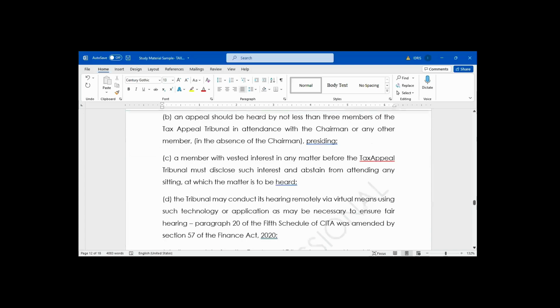So even in the Finance Act 2020, the Tax Appeal Tribunal can fix a virtual hearing. That means if they want to hear a case between the tax authority and a taxpayer, it is not necessary that they conduct the hearing in their office. Because of COVID-19, Section 57 of the Finance Act allows them to do a remote meeting, remote hearing. That means virtual hearing, online, without coming to their office.